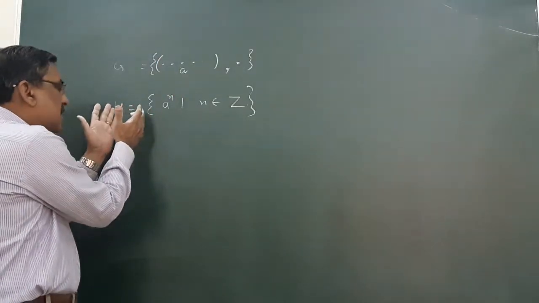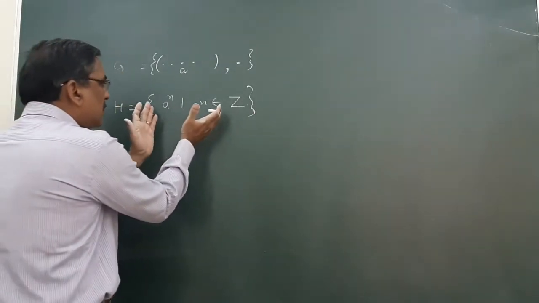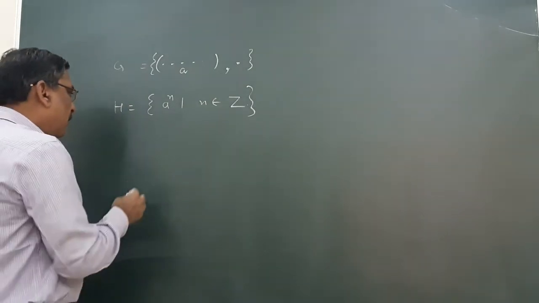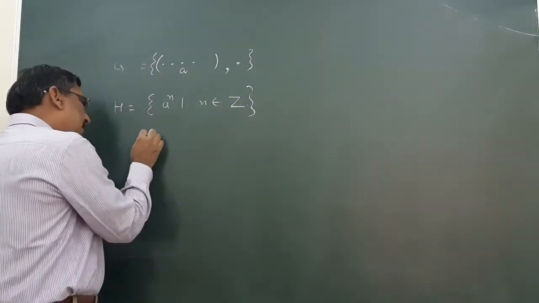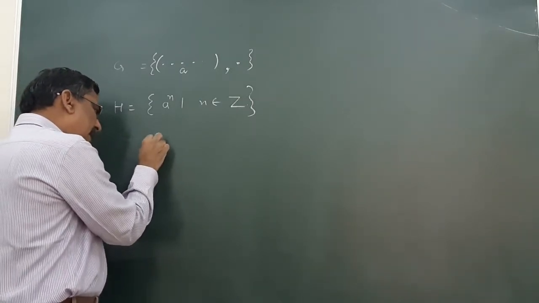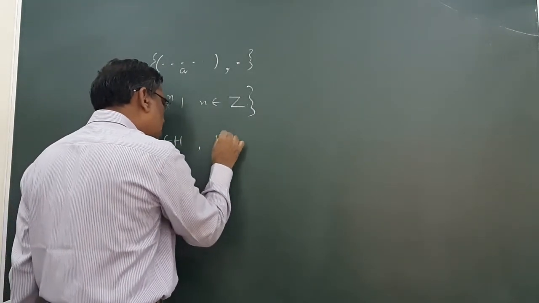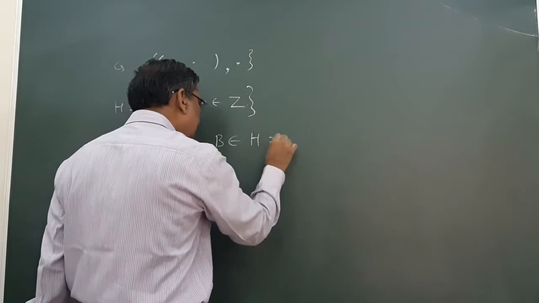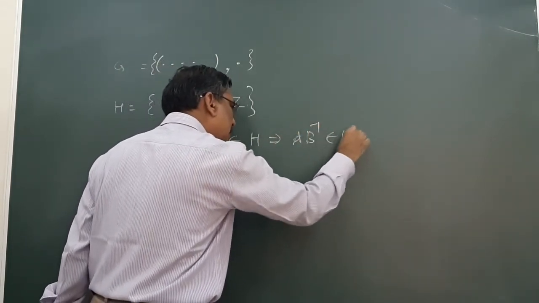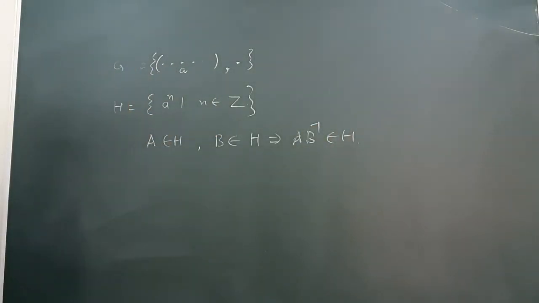Whether this is a subgroup or not, first of all, let us try to find out. For any subgroup, we know, if I am using capital letters for the elements here, say A belongs to H, B belongs to H, if we are able to prove that A B inverse belongs to H, then H will also be a subgroup.